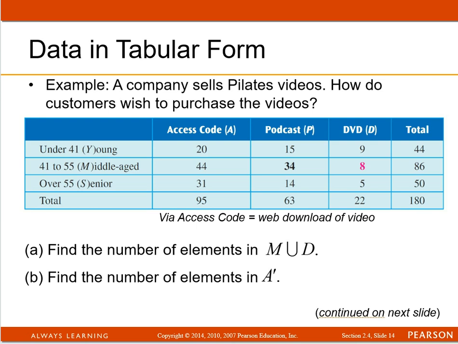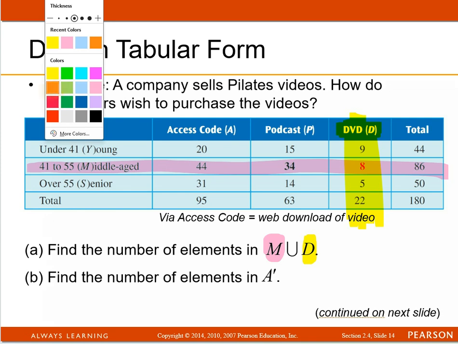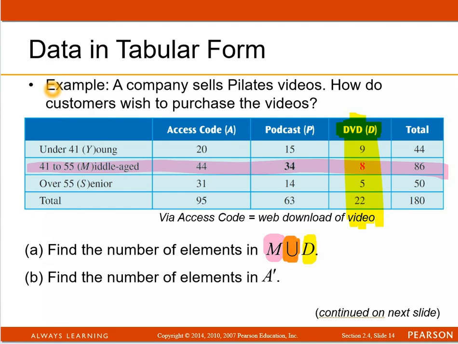And they want you to find the number of elements in M, which is the middle-aged people here, intersected with D, which is the DVD plans, and where those intersect is the, I'm sorry, that's not an intersection, that's a union. Find the number of elements in M unioned with D. My bad. That would be the intersection.